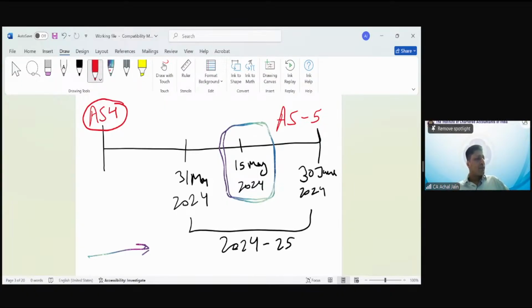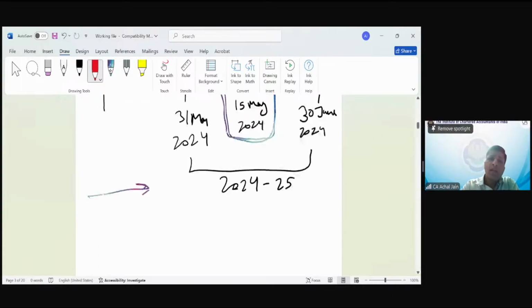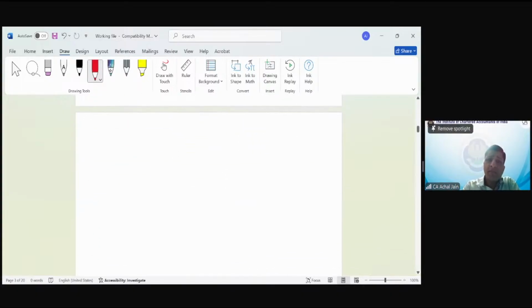Sure. So now the next concept. We'll discuss some questions around extraordinary and exceptional items also, but let me just pick up one more concept and then we'll start picking up the questions around all of them. Now, the next concept is about prior period items.